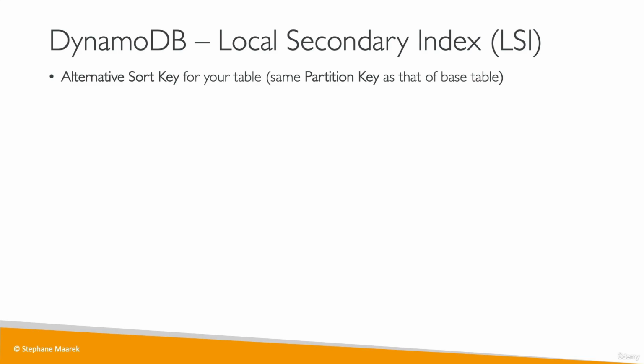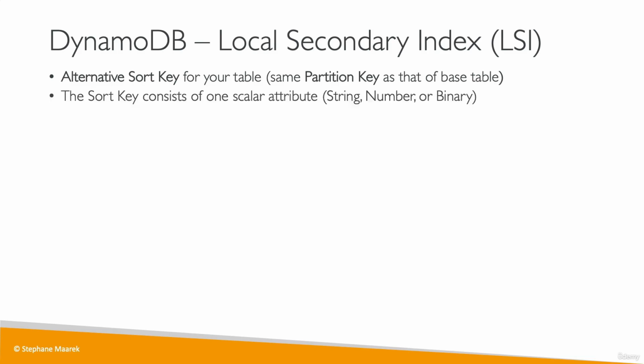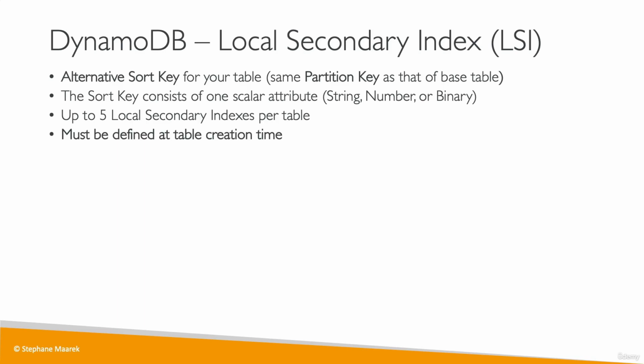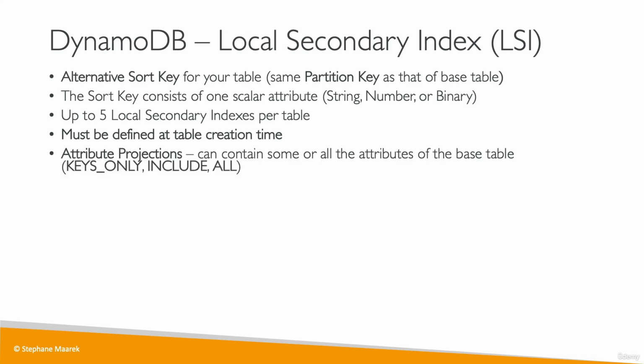So you have the same partition key from your base table, but you're going to get an additional sort key. And this sort key consists of one scalar attribute, so it could be a string, a number, or a binary, and you can get up to 5 LSIs per table. Now, LSIs must be defined at table creation time, so you cannot create them after your table has been created, so you need to have some careful thinking into how you want your table to be designed.